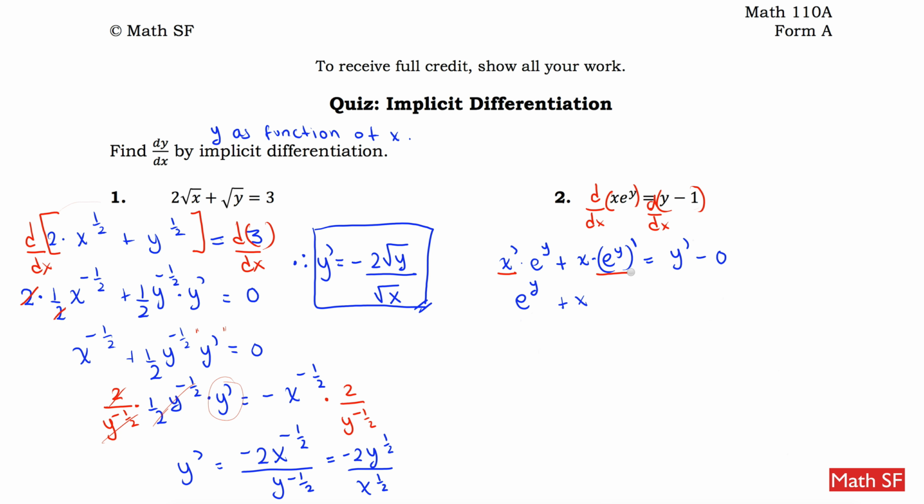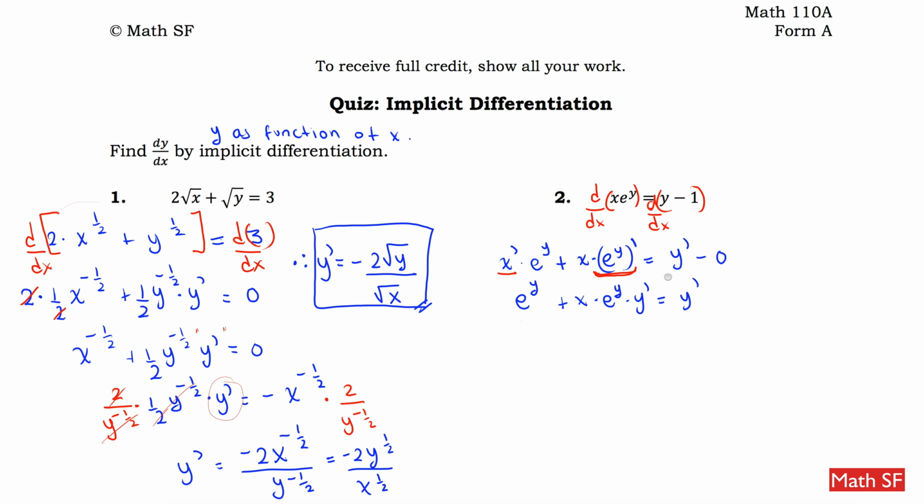But here's the hardest part, okay? This part here, you're going to have to use a product rule. So the derivative of e to the y is e to the y. And the derivative of the power here is going to be y prime, so y prime is just y prime here.